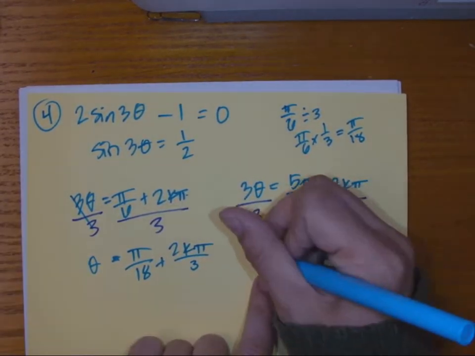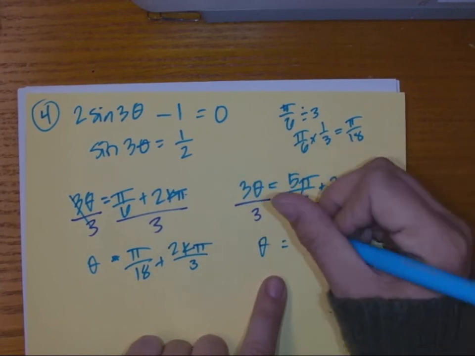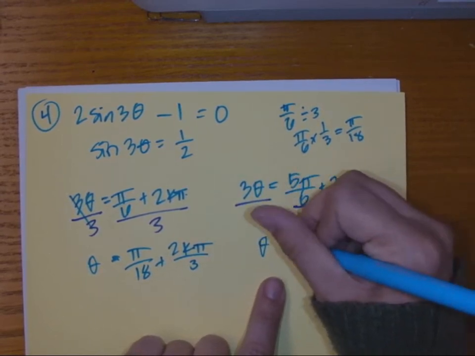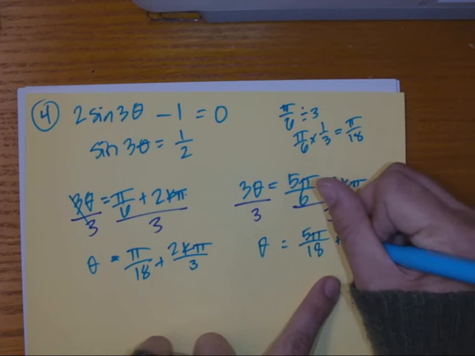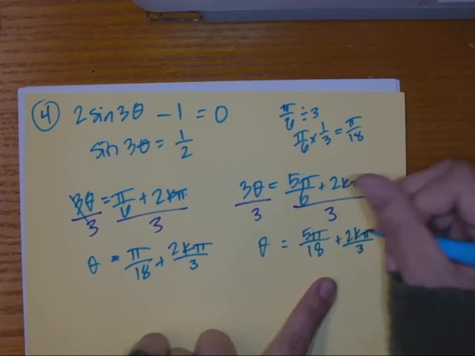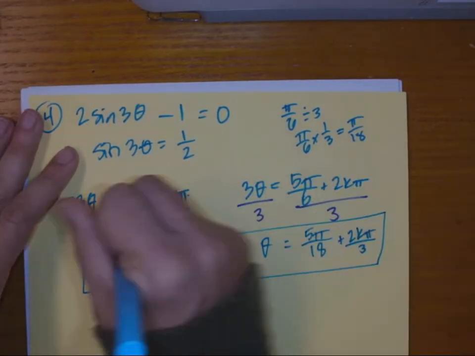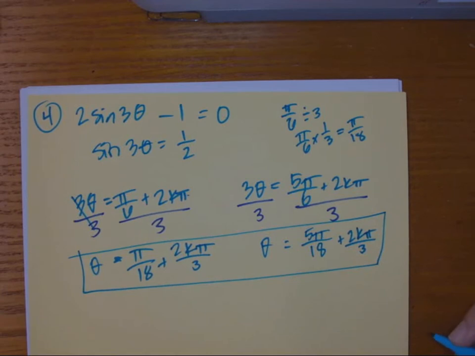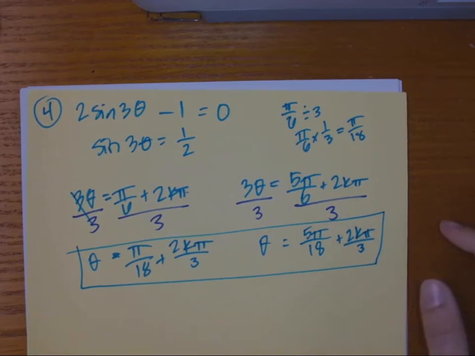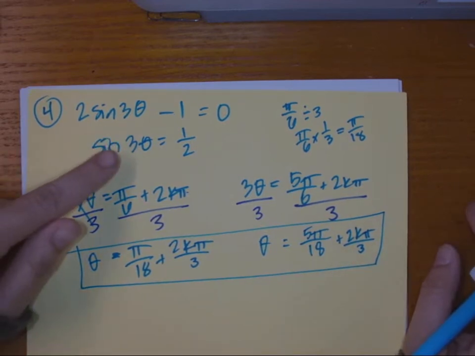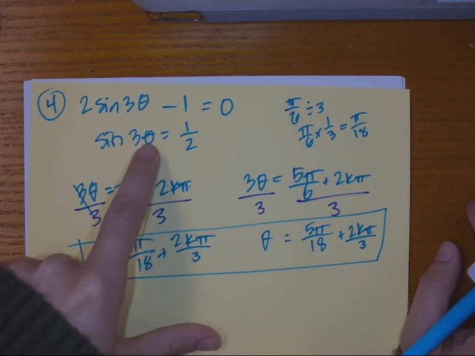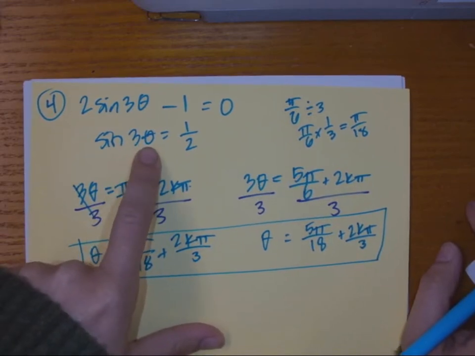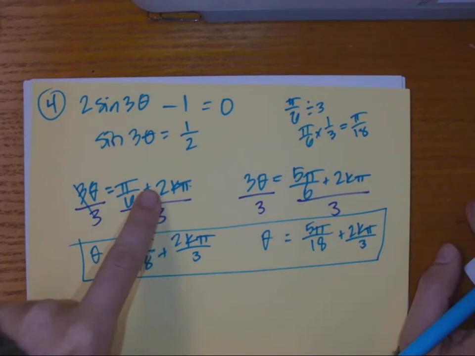For this one, when I divide by 3, 5 pi over 6 divided by 3, same thing, would be 5 pi over 18 plus 2k pi divided by 3. And that's my answer. Okay, so same idea, whatever's on the inside, if it was 3 pi, if it was pi divided by 2, you solve it at the end.